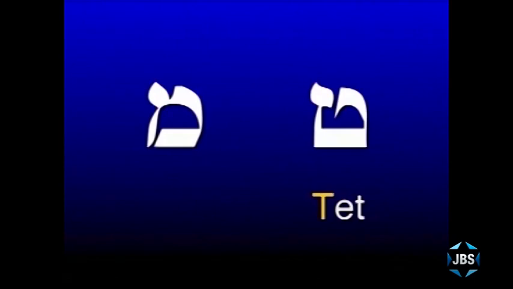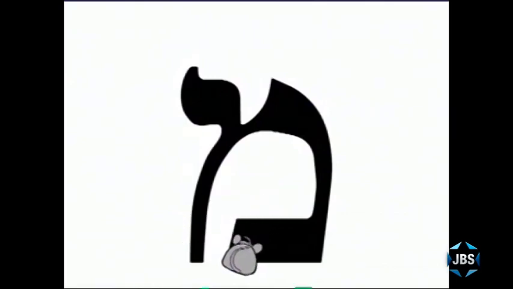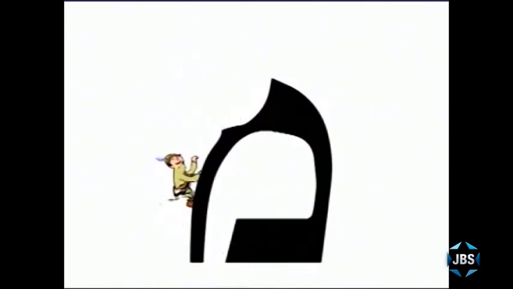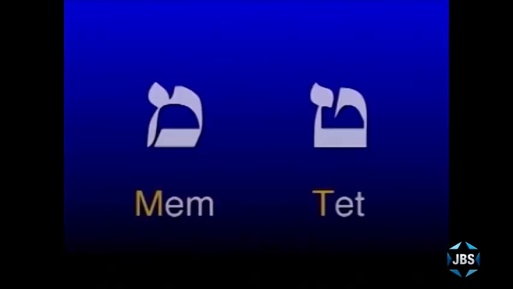And the letter next to it is open at the bottom. It's like a little mouse hole. And it has a man climbing the mountain. This, of course, is the letter mem, mitsuyan. So notice the tet is open at the top. The mem has a little mouse hole. Don't confuse the tet with the mem.